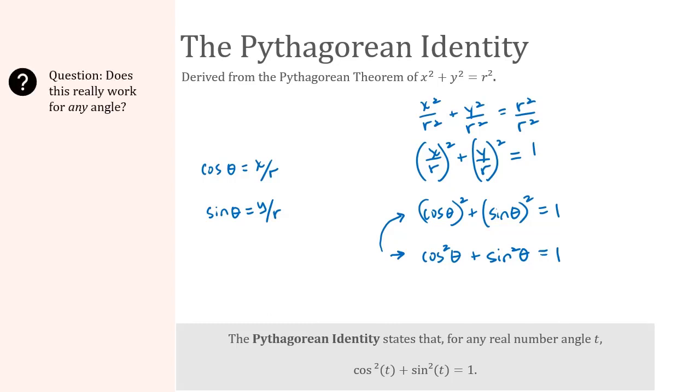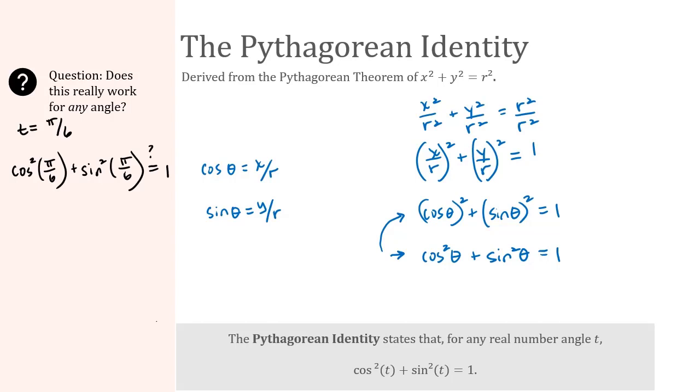Now, one thing to ask ourselves is, does this really work? And does it really work for any angle? Well, let's try an example. Let's say that t is equal to pi over 6. And I'm using pi over 6 because it's one of our common angles. So here's what the Pythagorean identity says. It says that if I do cosine squared of pi over 6, and I add that to sine squared of pi over 6, it should equal 1. I'll put a question mark there because we're testing it out.